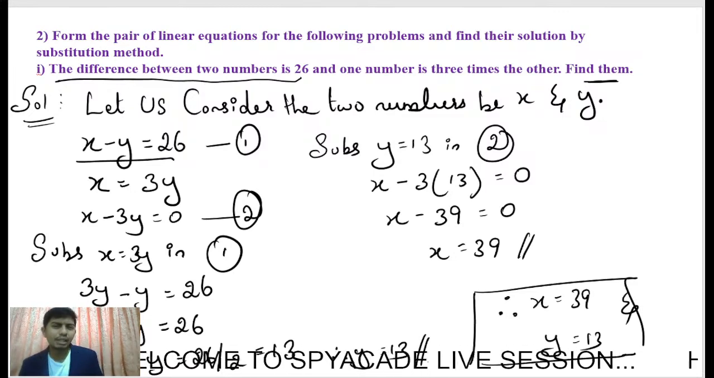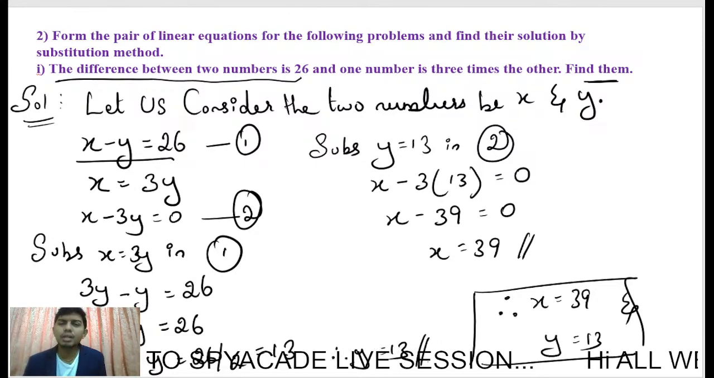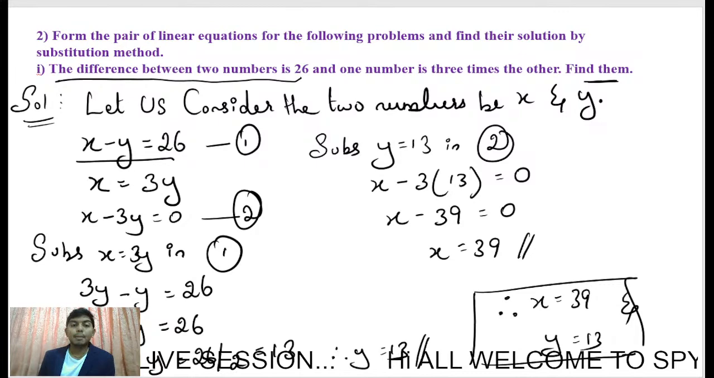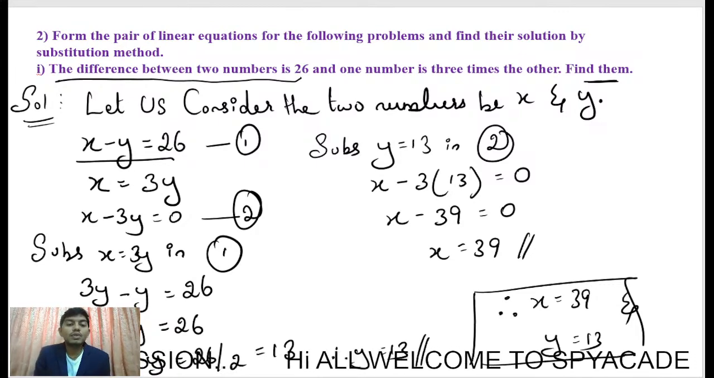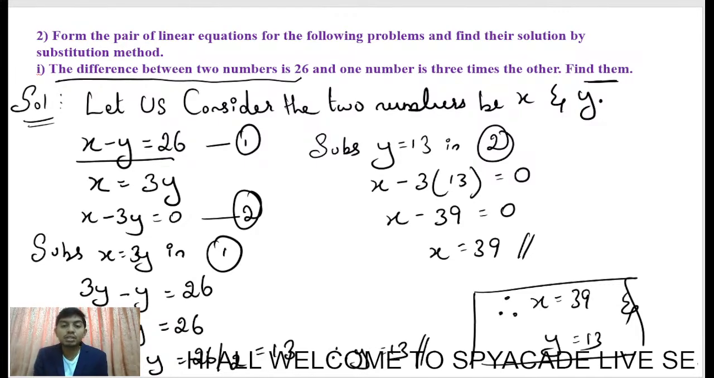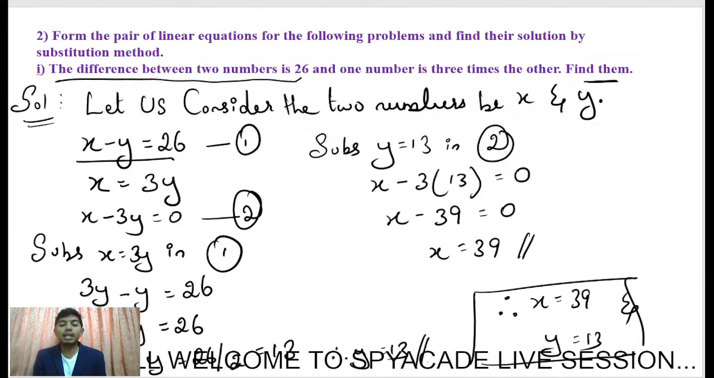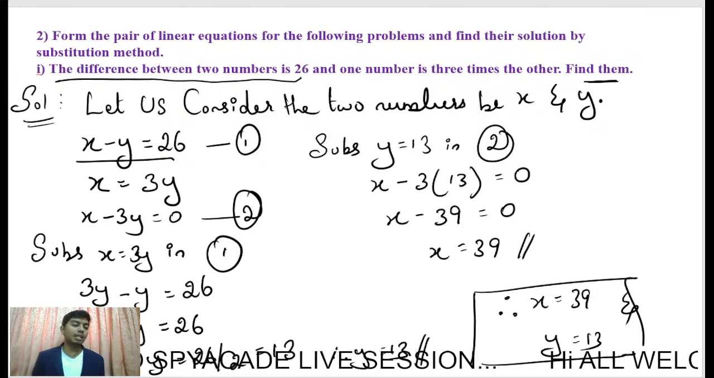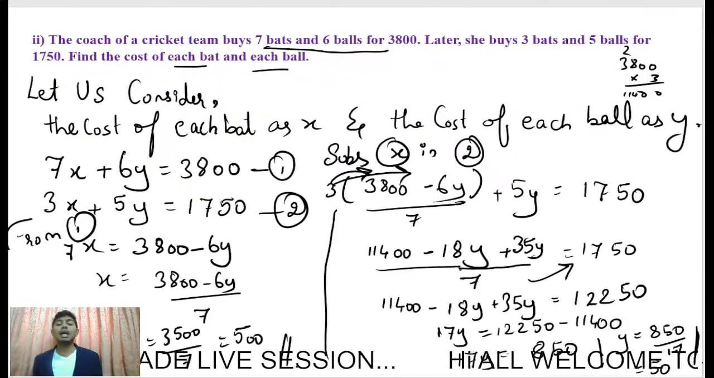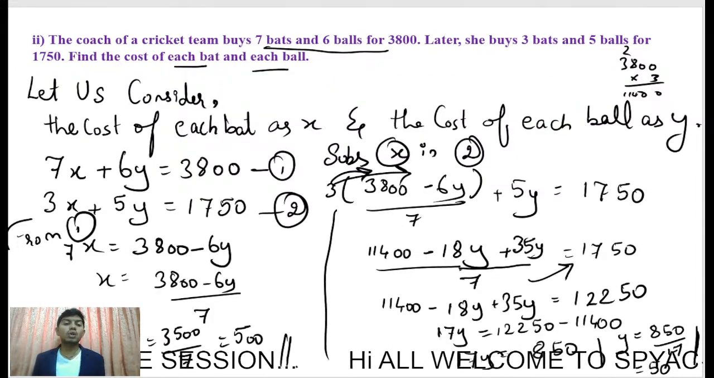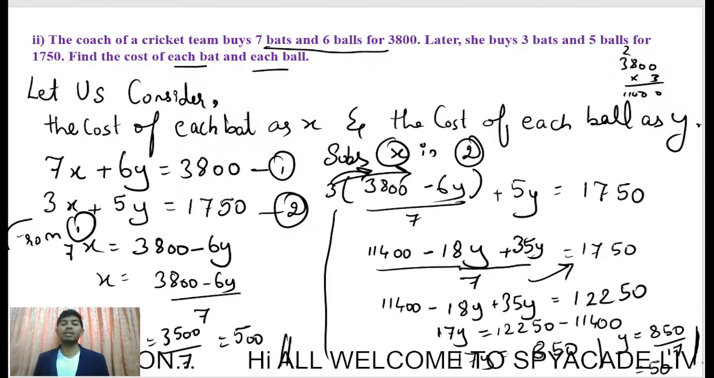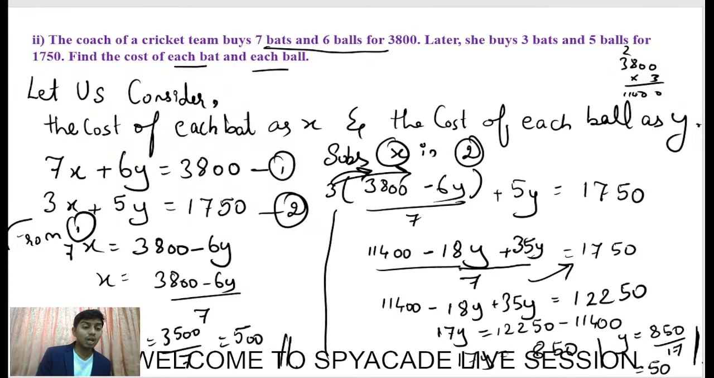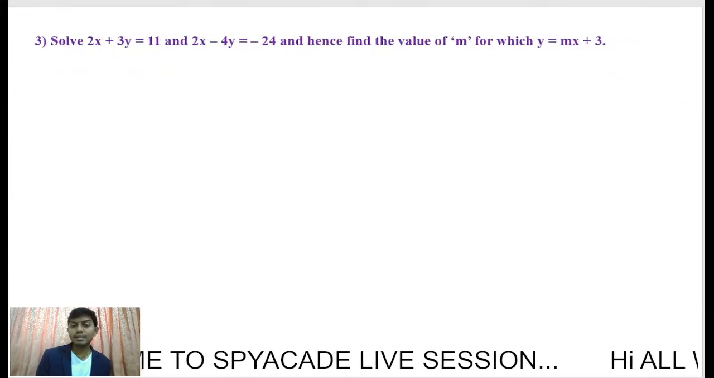By understanding these wordings, you have to frame two equations and then solve them to get the unknown values. That's what we did for this first subdivision. And then this subdivision also, the coach of a cricket team bought 7 bats and 6 balls. Here also the same way. Let's move on to the last part of today's session.